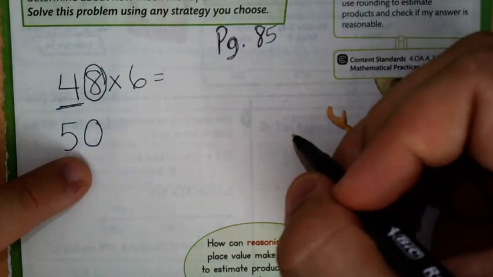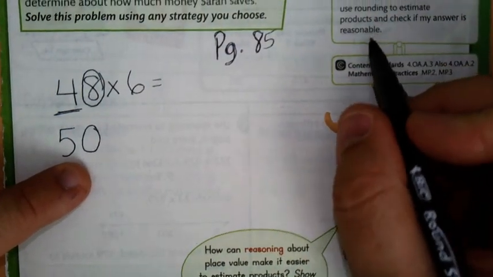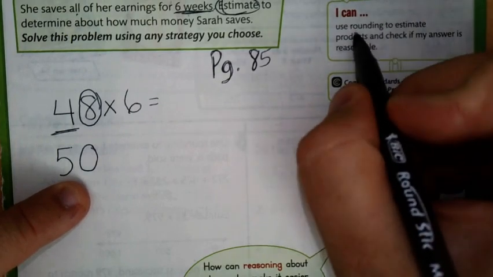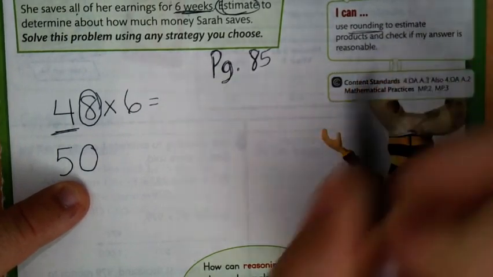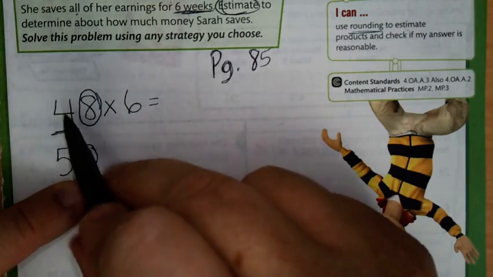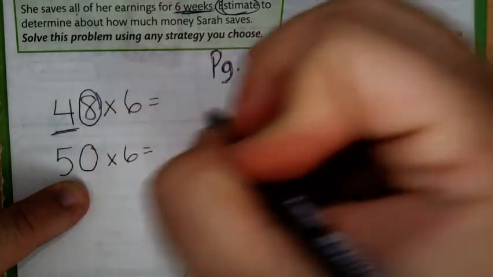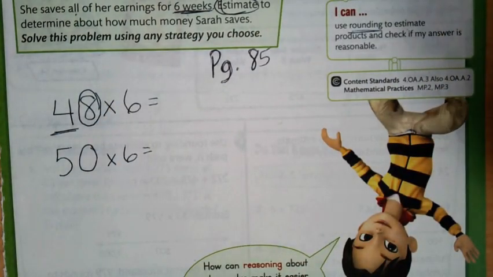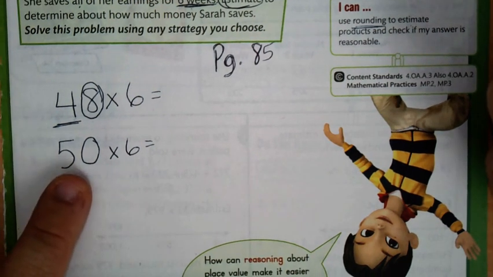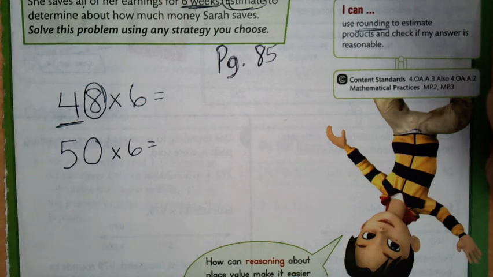So it rounds to 50. This is the part of our I can statement where it said use rounding to estimate. I rounded 48 to 50, and I'm going to keep my 6. Now, if you remember yesterday's lesson, it was all about multiples of 10. And the reason that was so important is when we use estimating, I'm going to have lots of these zeros.